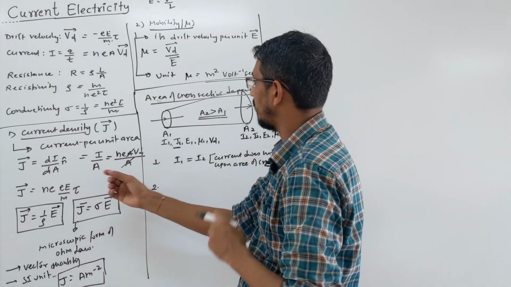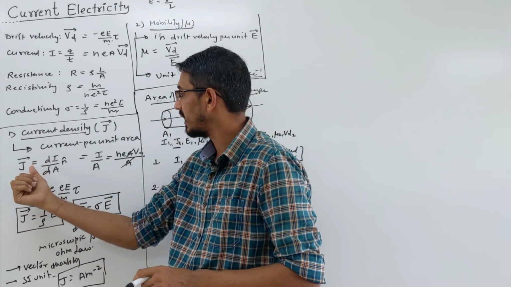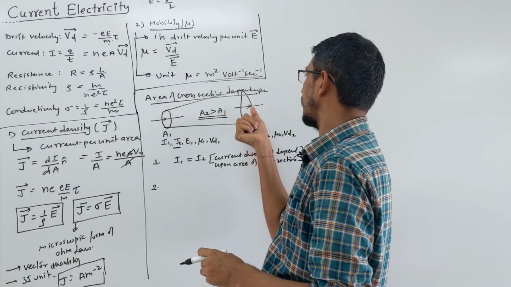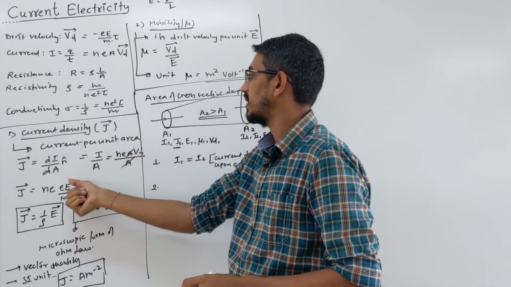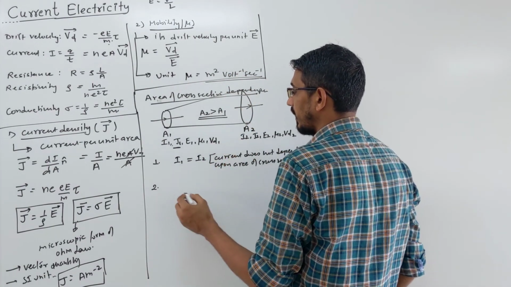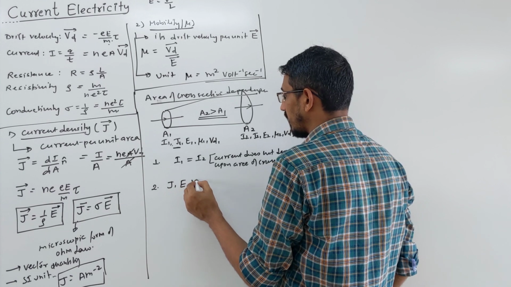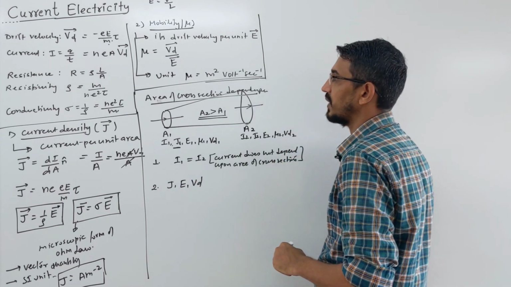What is the current density formula? Current by area. Current is exactly the same, so area is increasing here, which means current density will reduce. So these 3 things I am writing together: J, electric field and drift velocity also, these 3 things.